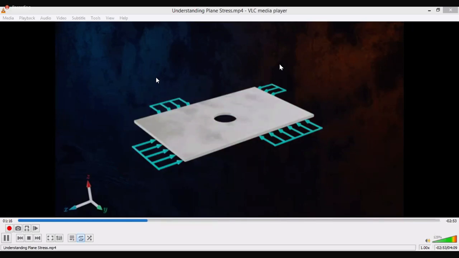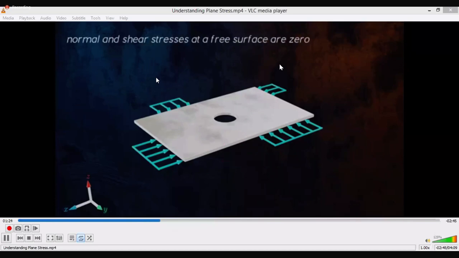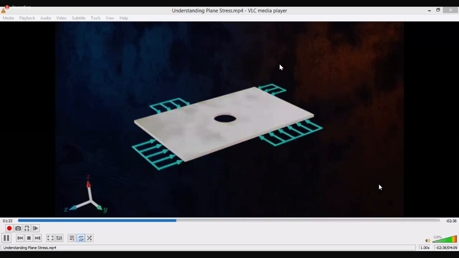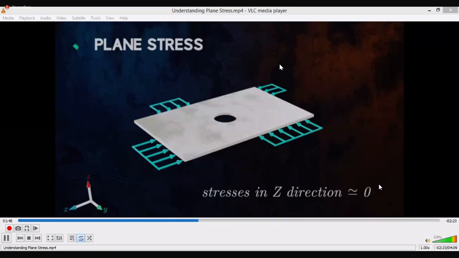This is where the thickness of the plate comes into it. We know that normal and shear stresses at a free surface are always zero. This means that the stresses on the top and bottom faces of the plate must be zero. And because this plate is very thin, there can't be much variation in stress through the plate's thickness, meaning that the stresses in the z-direction will be close to zero all the way through the plate. Because the only non-zero stresses are acting in the x-y plane, a condition of plane stress applies.